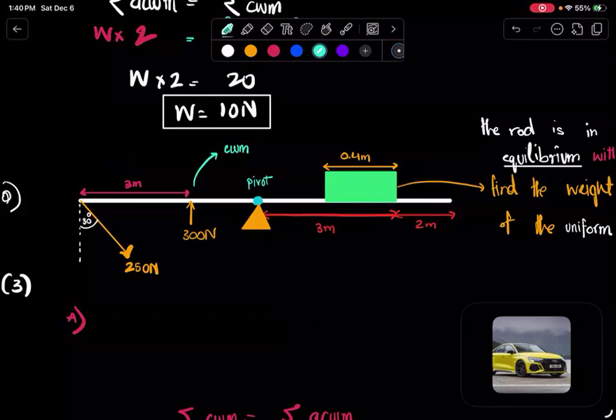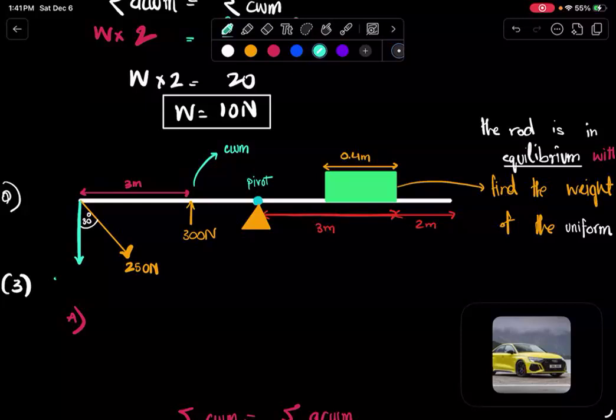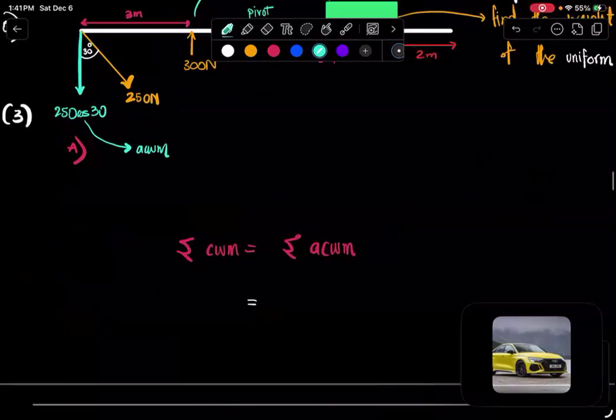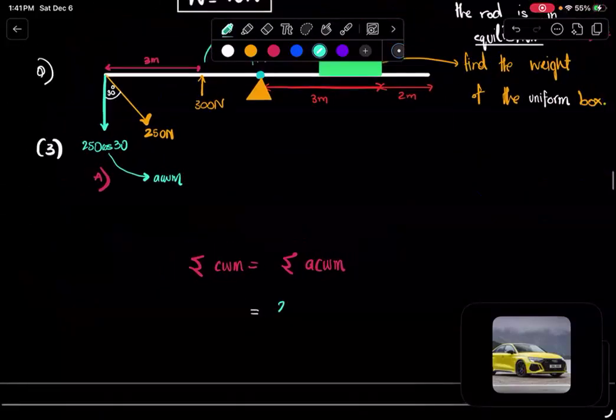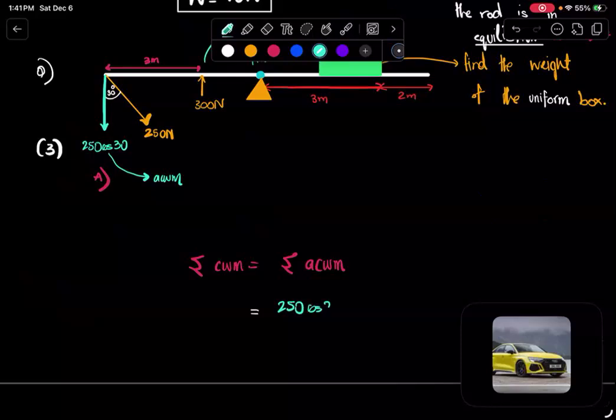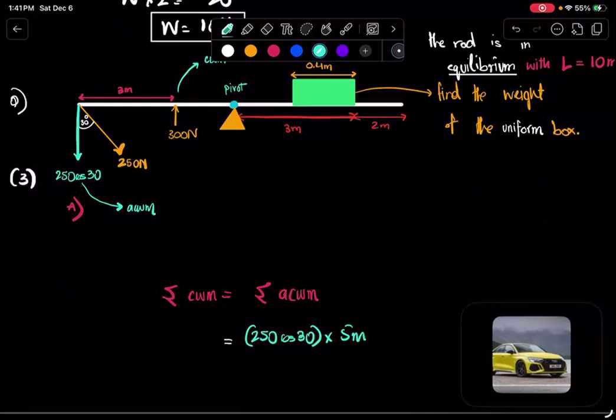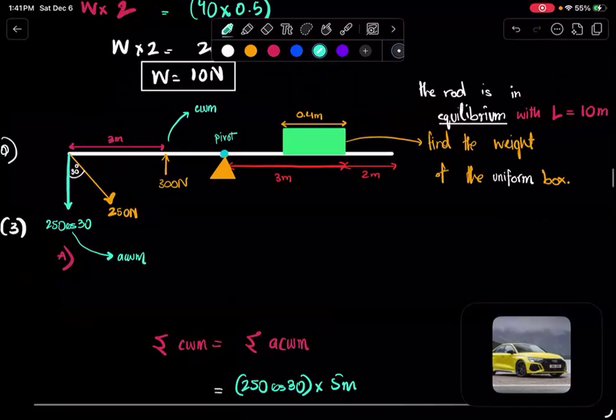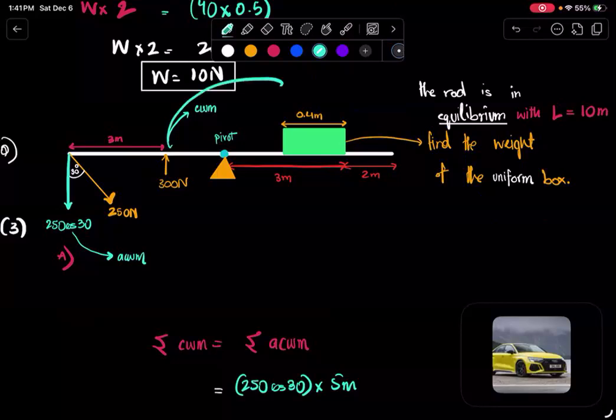But what about this force? Now, this force has two components. It has this component. What is that going to be? That is 250 cos 30, right? And that force is going to make the bar turn like this, an anti-clockwise moment. Now let's write down what the anti-clockwise moment is. That is 250 cos 30 multiplied by the distance, 5 meters from the pivot. Now, is there any other clockwise moment? This is going to make it turn clockwise.